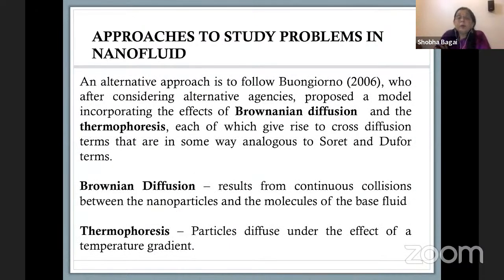The second approach was given by Buongiorno in 2006. He in fact gave a model which incorporated two different effects. One was the effect due to Brownian diffusion, because now, since the particles have been introduced into the fluid, naturally these particles, because of the Brownian motion, are going to have a certain kind of movement. And of course, the thermophoresis.